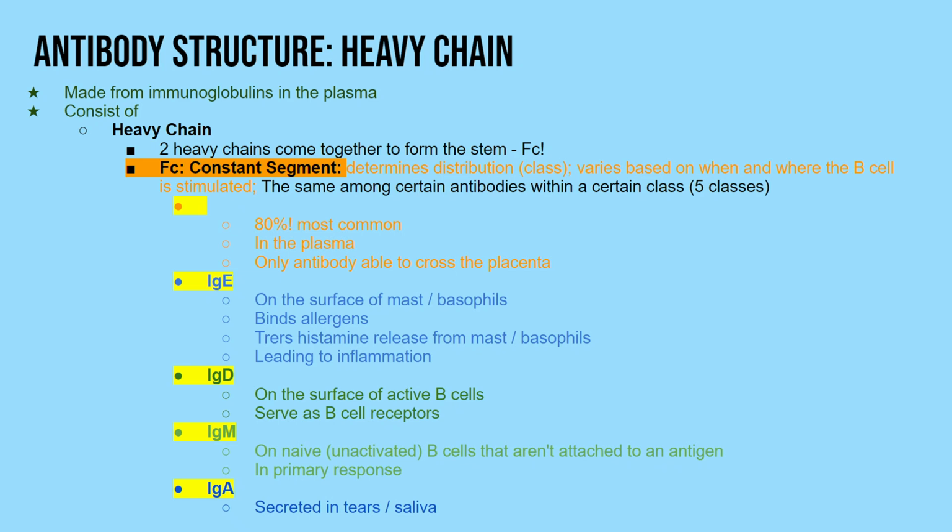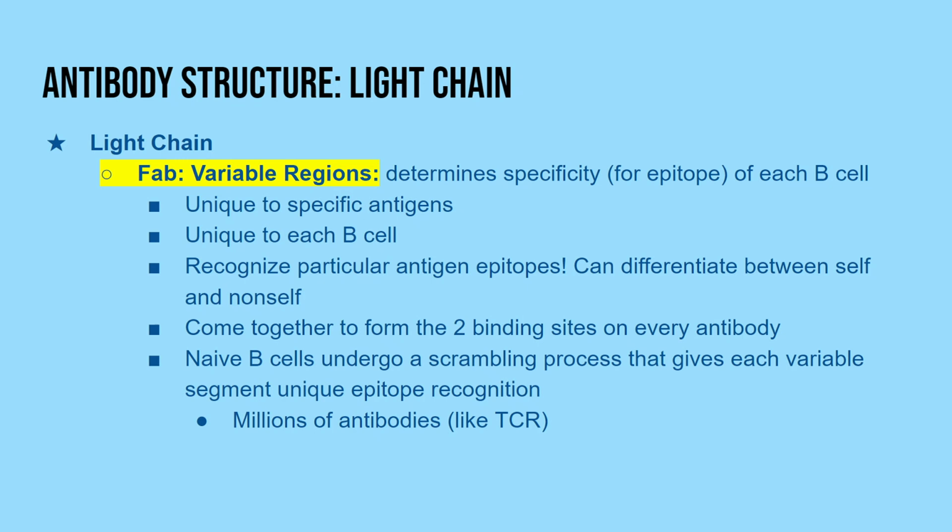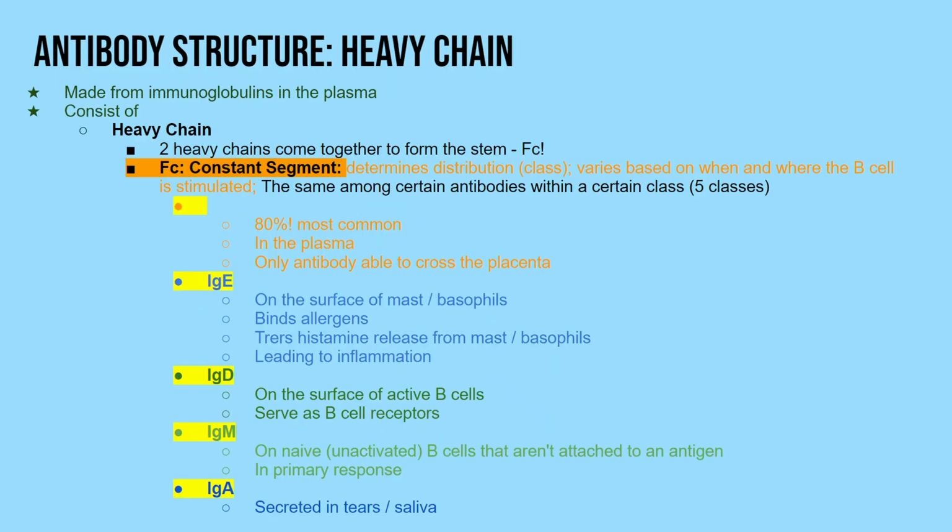And then these next two slides go over the antibody structure. So there's both a heavy chain and a light chain, and both of them are made from immunoglobulins in the plasma. And there are two heavy chains that come together to form kind of the stem of the antibody. So this is like the stem or the base. And the Fc segment determines class, so it varies based on where the B cell is stimulated.